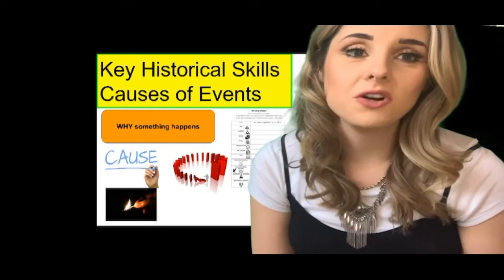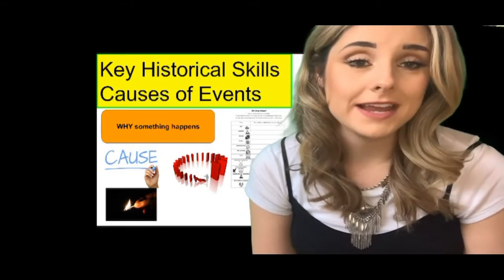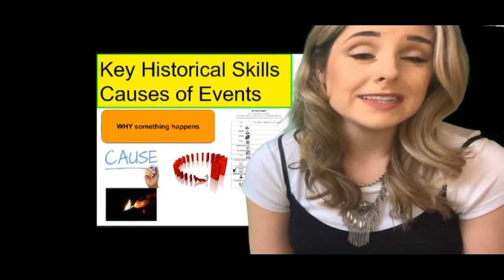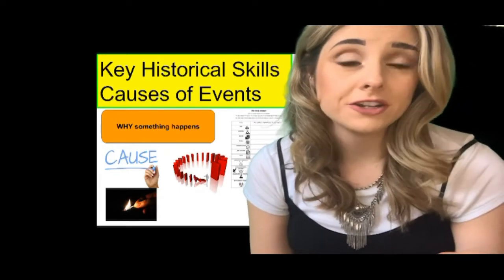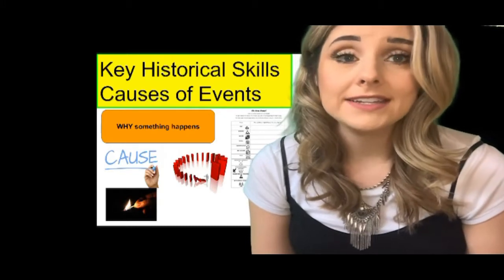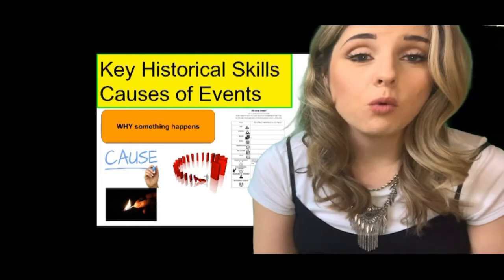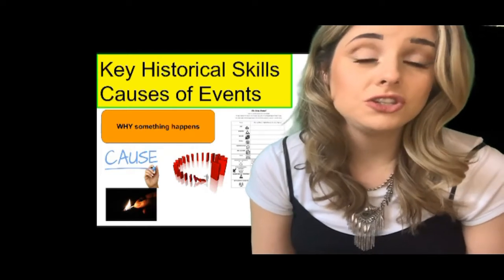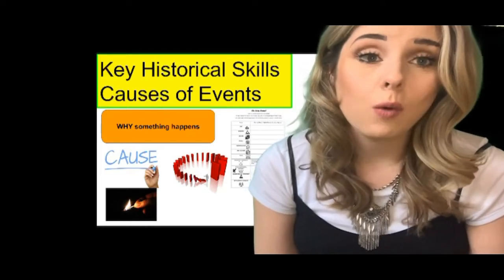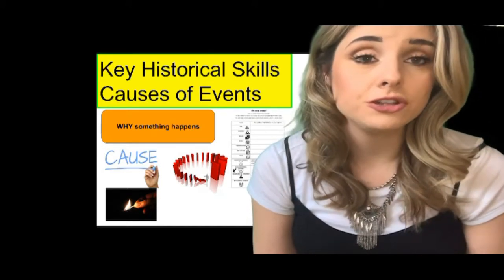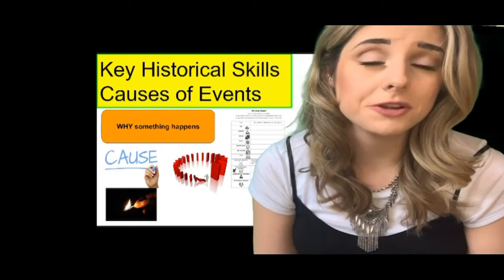Okay, so causes of events. This is why something happens. I've got that in the orange box there. A cause is what leads an event to start happening. As you can see on the ideas table, I know it's a lot smaller here, but I want you guys to get used to using that table to identify why things happen and the impact, and I've got a slide later on to show you how you can use it for that. Today we're going to focus on the Magna Carta.